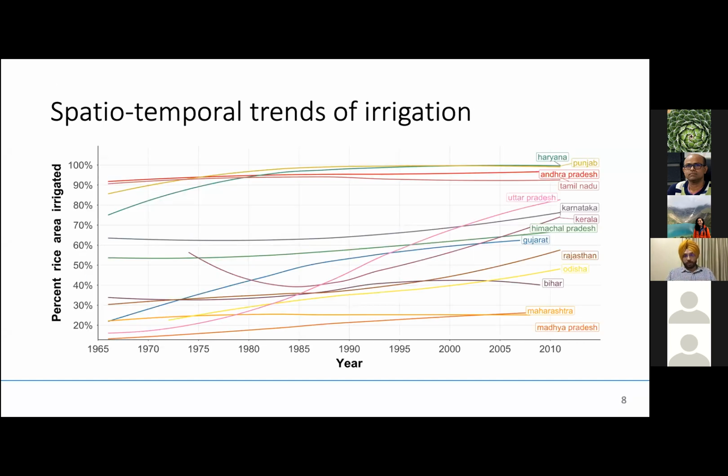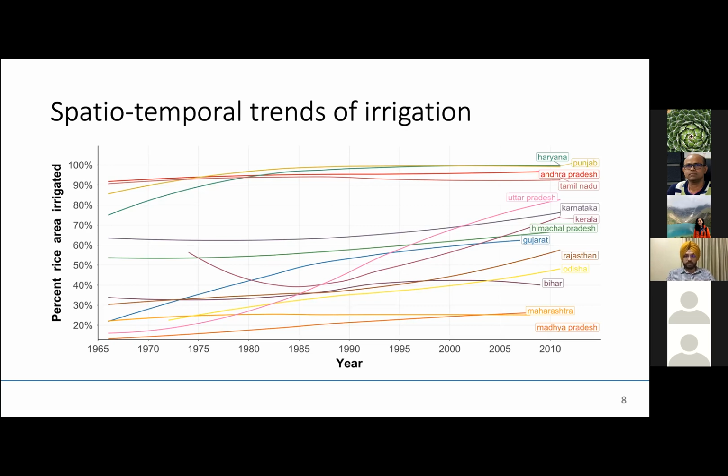Just switching gears for a bit before we return to our statistics. Irrigation plays a very critical role in agriculture, as is common knowledge, since crops receiving irrigation are better suited to withstand dry spells over the growing season. And India exhibits a very large spatial variation in the availability of irrigation facilities. This is shown in this figure, where we have plotted the percent area under rice cultivation that receives irrigation across different states in India over time.